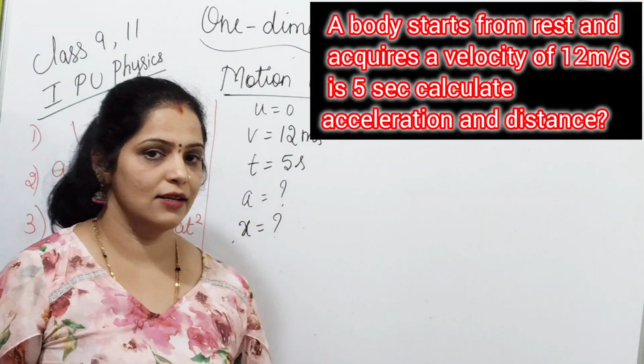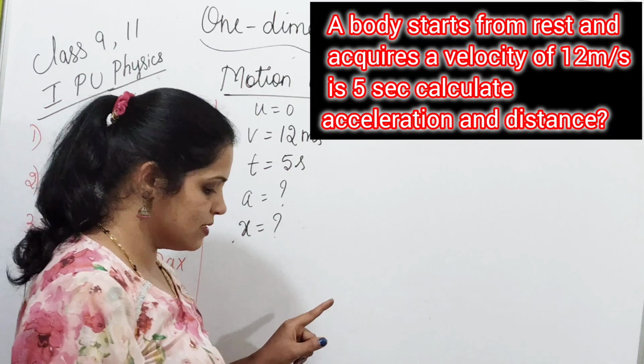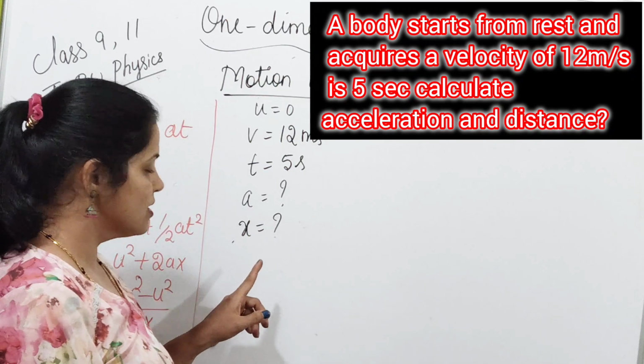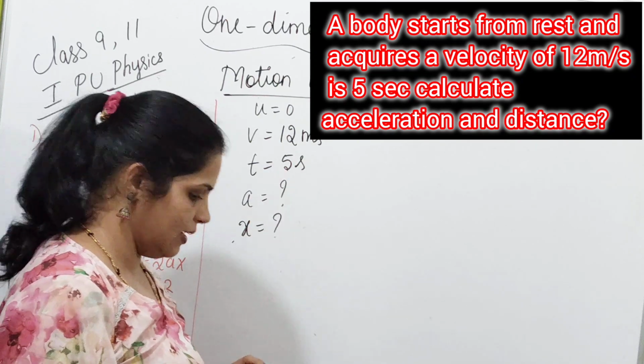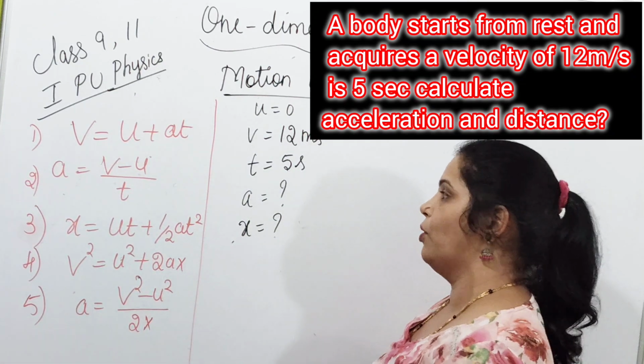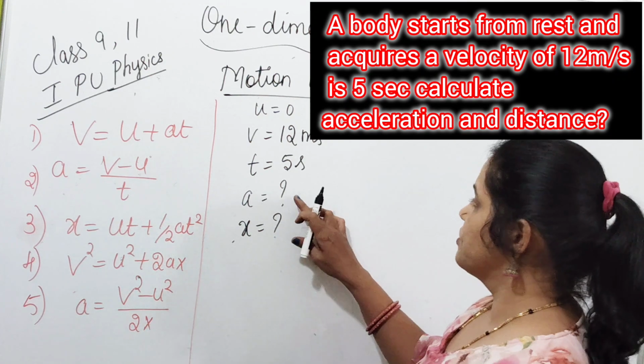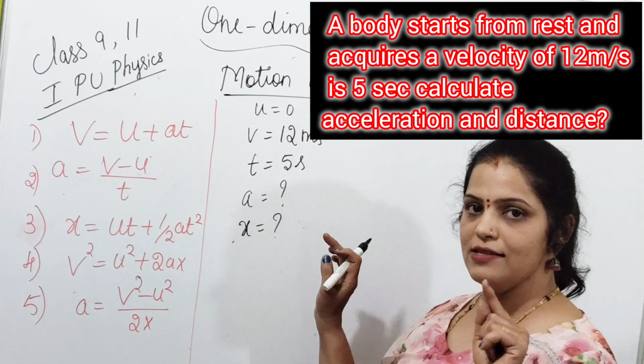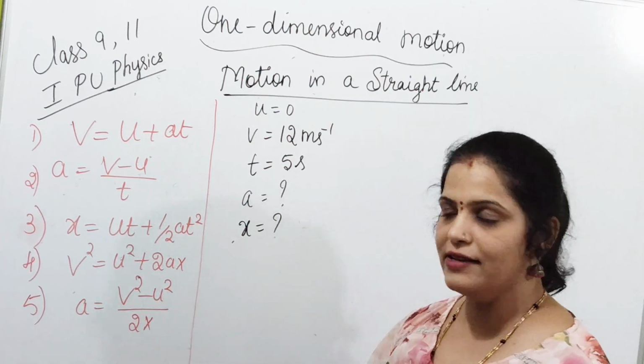The first question is like this. A body starts from rest and moves with a velocity of 12 meter per second in 5 seconds. So you have to calculate acceleration and distance covered by the body in 5 seconds. So the question is to find acceleration as well as distance covered by the body in 5 seconds.